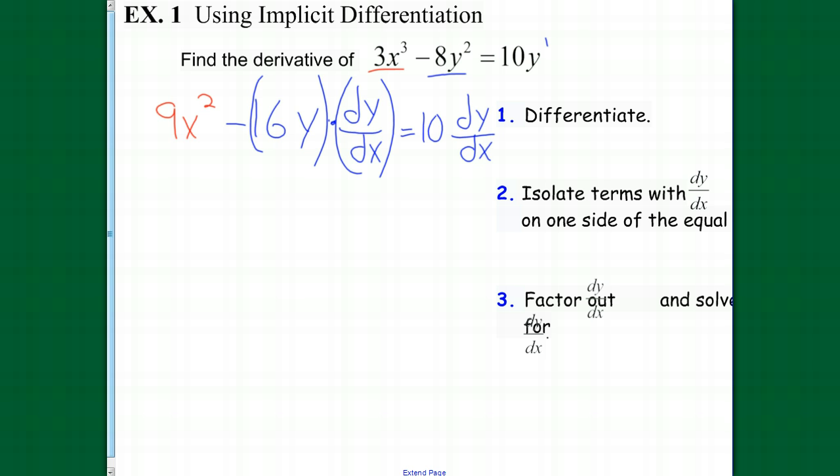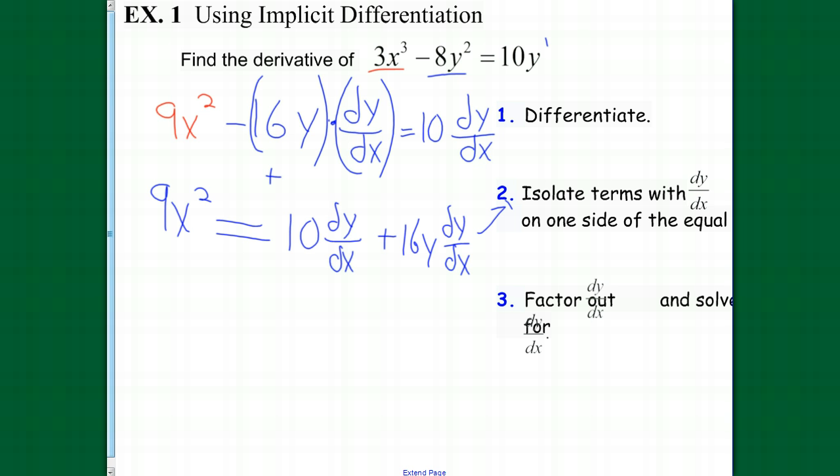Okay, so the next thing, this is the differentiate part, this is find the derivative of each term. Now we're on to step 2. Isolate terms with dy dx on one side of the equal sign. So I'm going to keep this 9x squared here on the left side of the equal sign, which means I need to add this term to the other side. So I got 10 dy over dx. I'm adding 16y dy over dx.